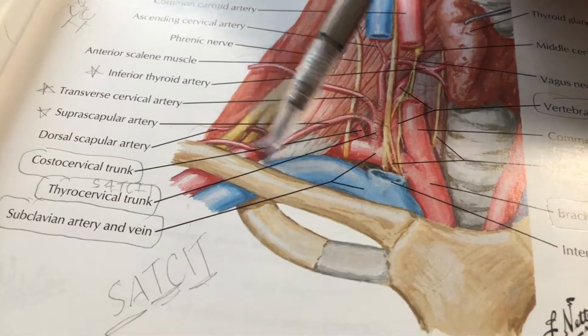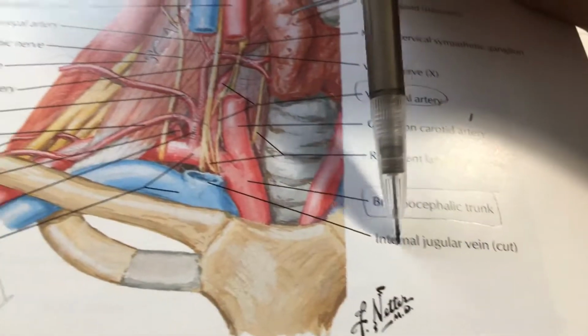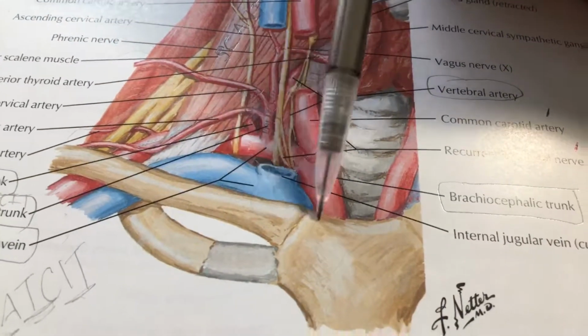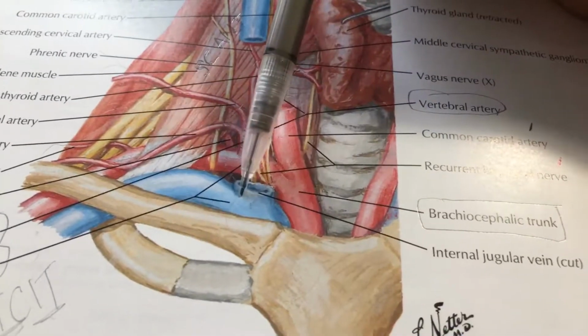Basically the subclavian vein and the internal jugular vein join to make the brachiocephalic vein, I believe.